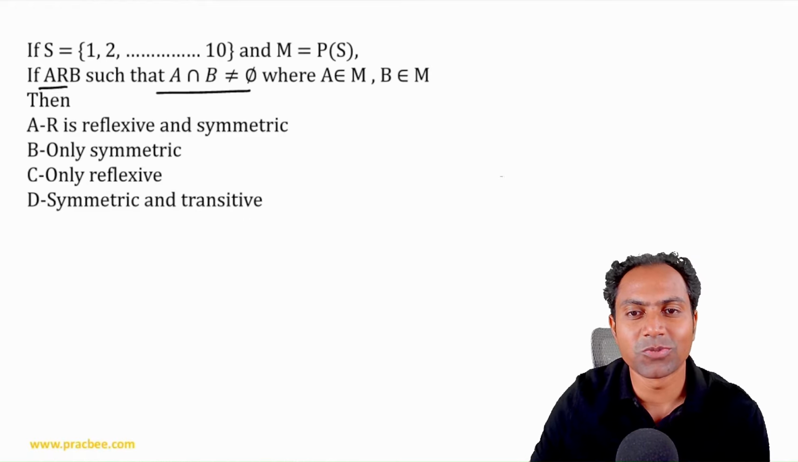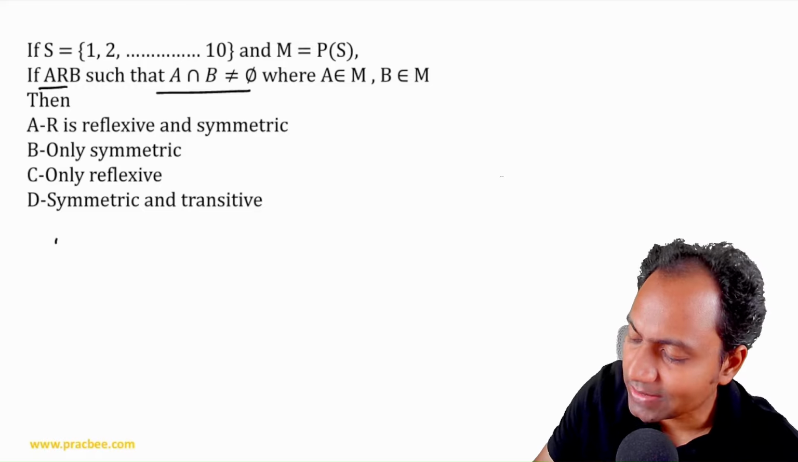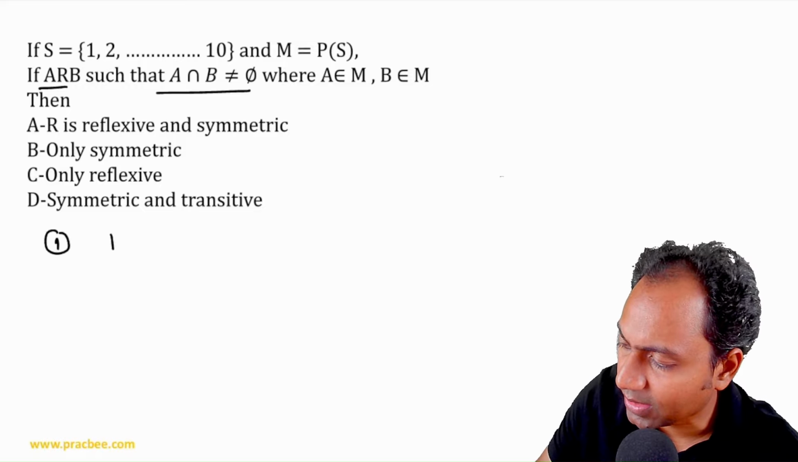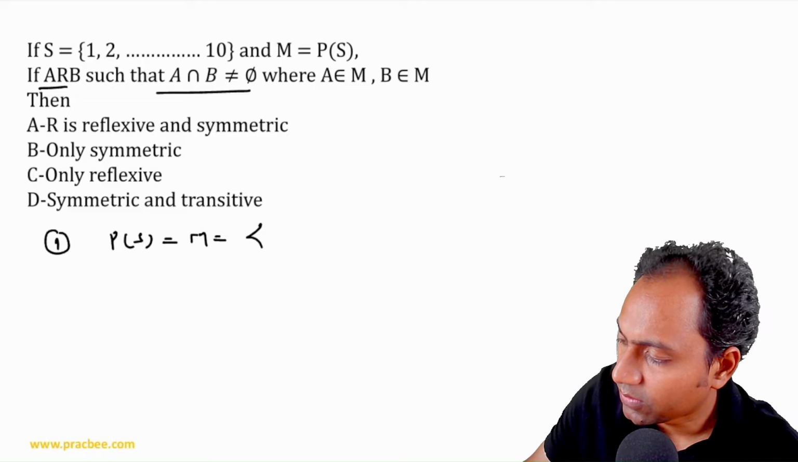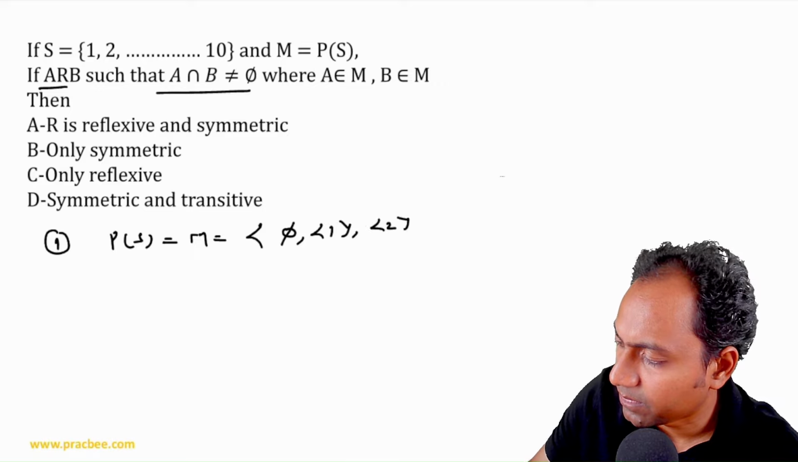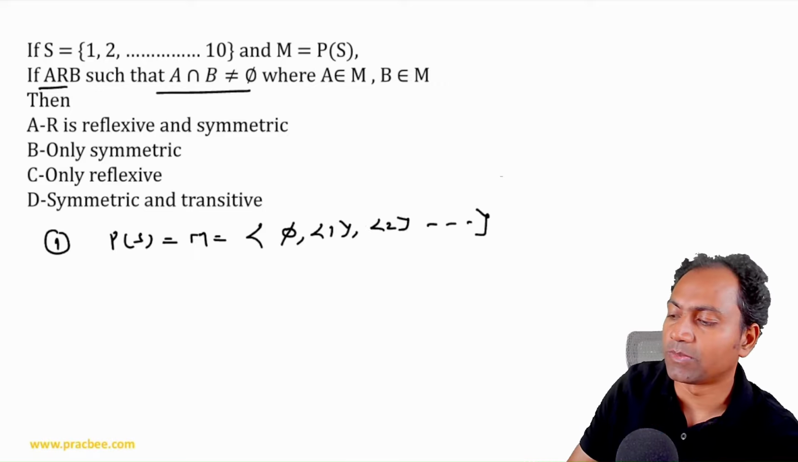So the next question is very simple if you get it right. So first let us write this power set. If I write this power set of S that is given to us as M, the first set would be the null set. Then of element 1. Like this I can write all the possible elements.